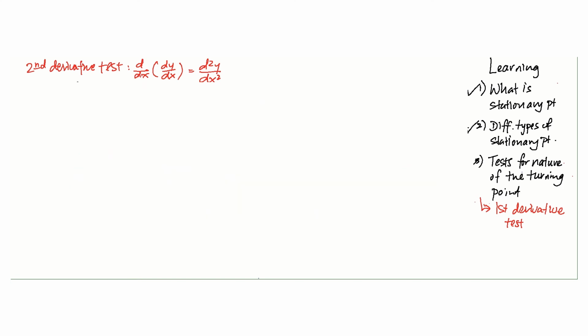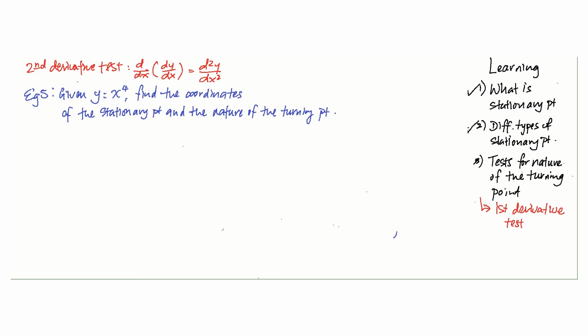Okay, so people, let's move on to the next example. Example number 5. Now here's the question. The example given is y equals x to the power of 4. Find the coordinates of the stationary point and the nature of the turning point.